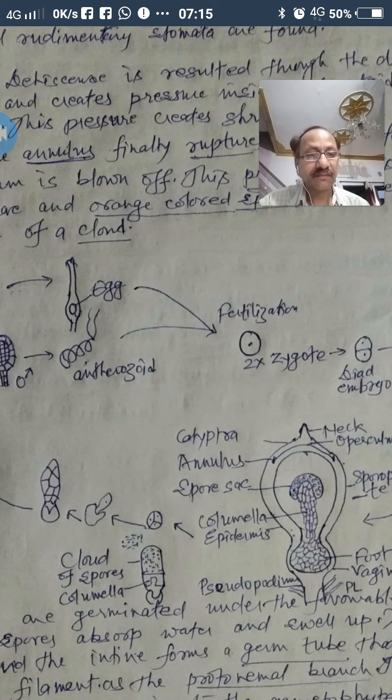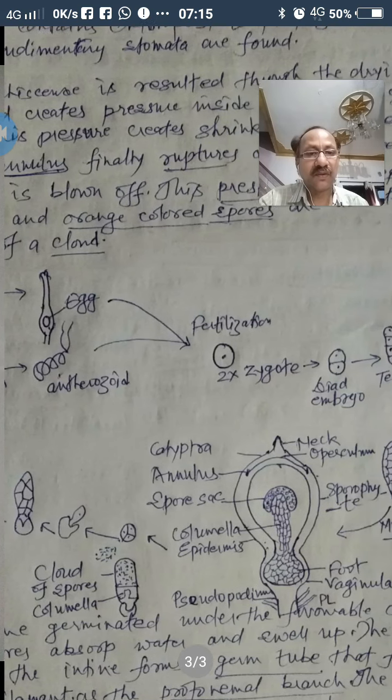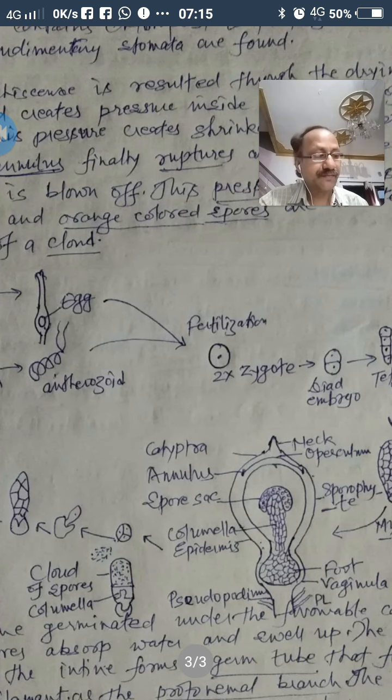It is the outer ring, outer covering, protective ring. Non-functional rudimentary stomata are found. Stomata are not found, but rudimentary false stomata are found here to assimilate air, gases.